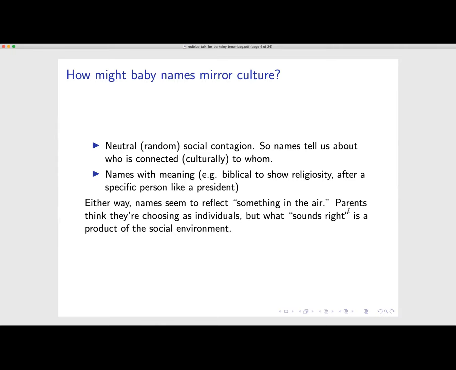The argument here is that there's something in the air, and there are different airs in different places. So the air in Texas is different from the air in Minnesota, the social cultural air, and parents, even though they're making an individual choice, are giving a name that seems right, and it's a product of the cultural moment, the zeitgeist, the culture of that moment in that place.